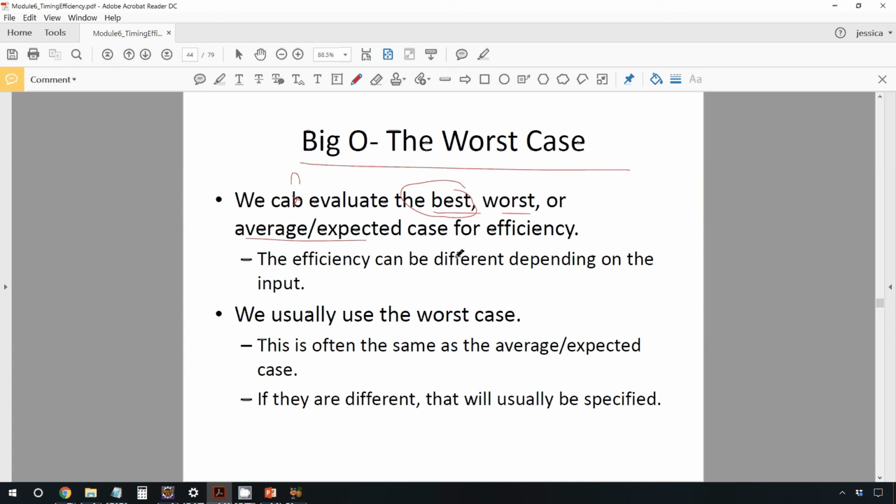We usually care about the worst case. And that is often the same as the average or expected case. So oftentimes the worst case scenario will be the same as our average scenario. And a lot of times, if they're different, that will be specified on the API page, saying the average case is this, but the worst case could be this. But in general, we think about the worst case when we report the running time, the efficiency of an algorithm.